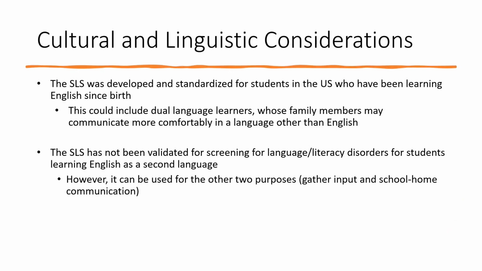So before I jump into the application activity for this next module, I want to just address some cultural and linguistic considerations for the SLS. So the SLS was developed and standardized for students in the United States who've been learning English since birth. So it could include dual language learners whose family members may communicate more comfortably in a language other than English, but it has not been validated as a screening tool for students learning English as a second language unless they've been speaking English since birth.